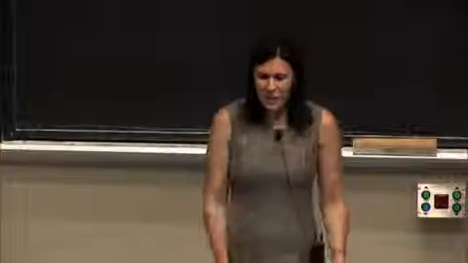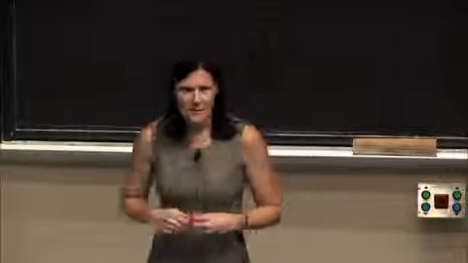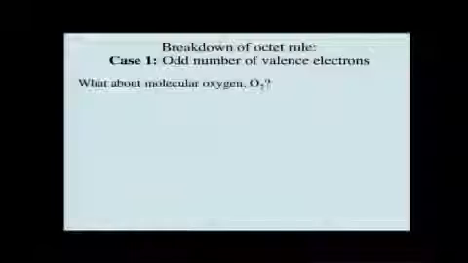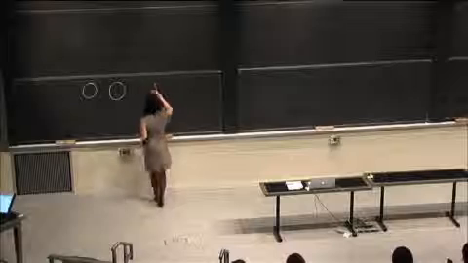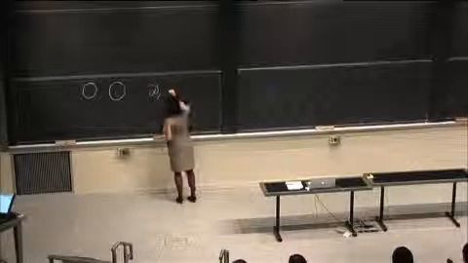Right, so let's talk about one more example in terms of the breakdown of the octet rule with radicals. Let's think about molecular oxygen. So let's go ahead and quickly draw this Lewis structure. We have O2. The second thing we need to do is figure out valence electrons.